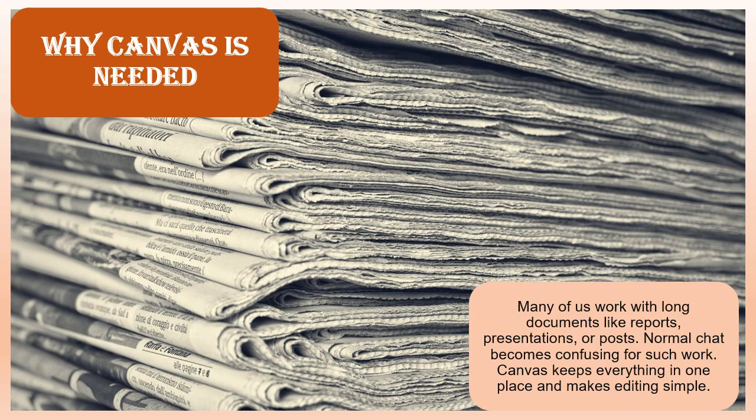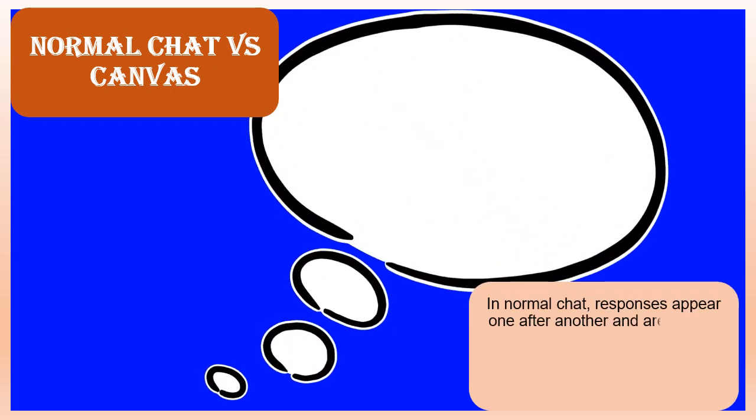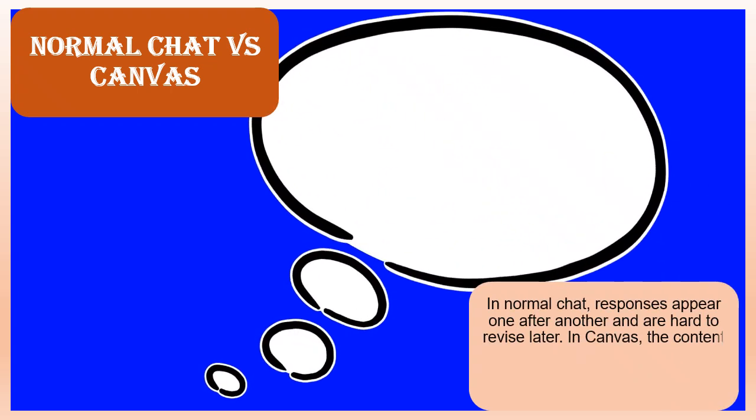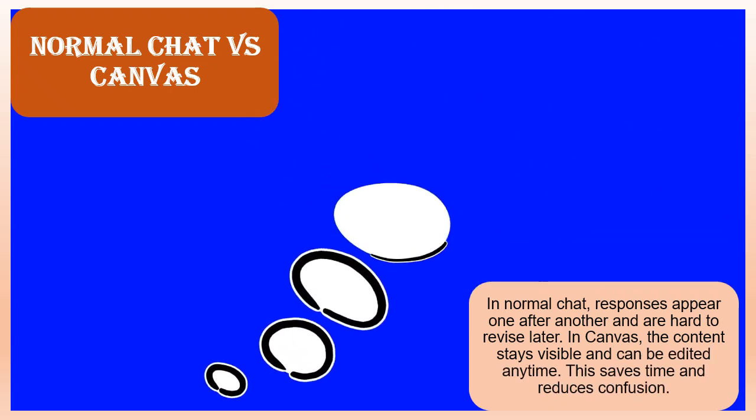Normal chat versus Canvas. In normal chat, responses appear one after another and are hard to revise later. In Canvas, the content stays visible and can be edited anytime. This saves time and reduces confusion.